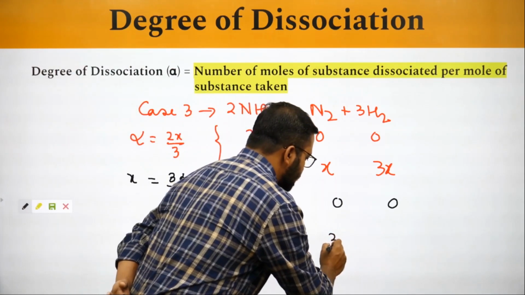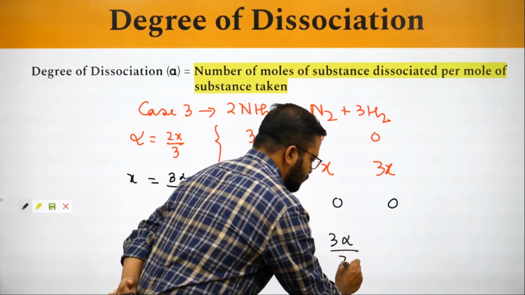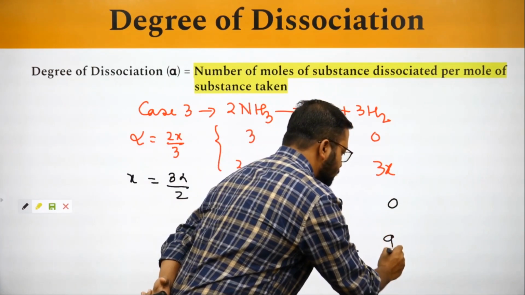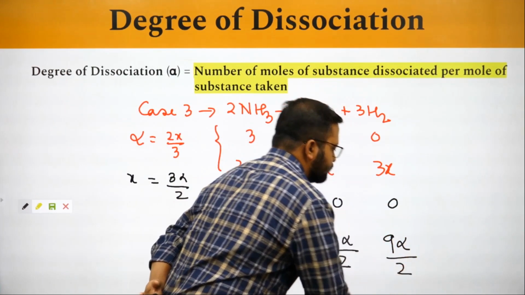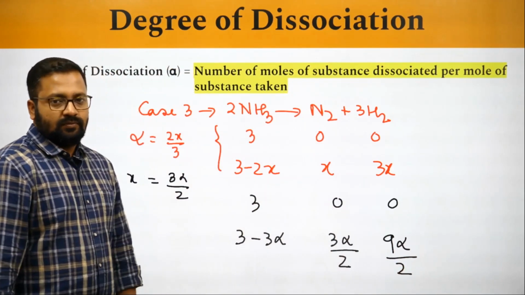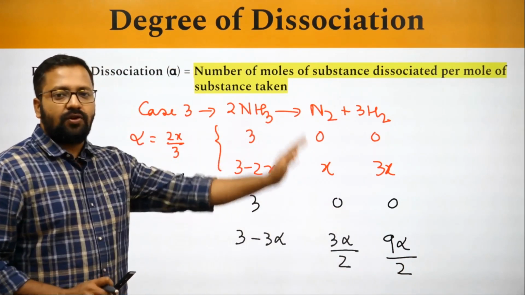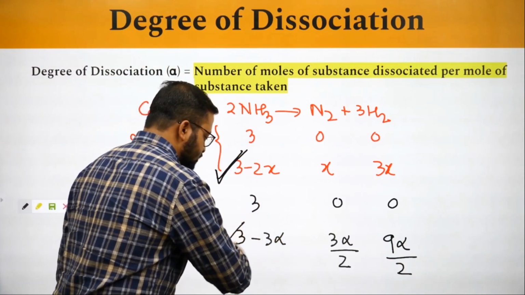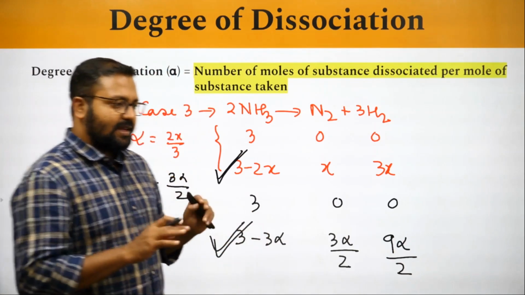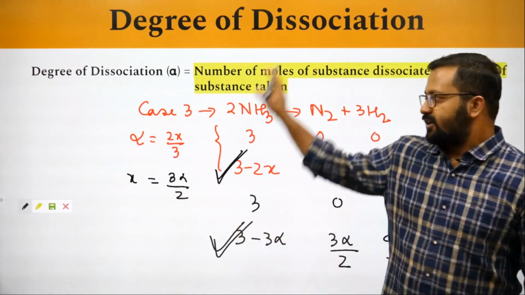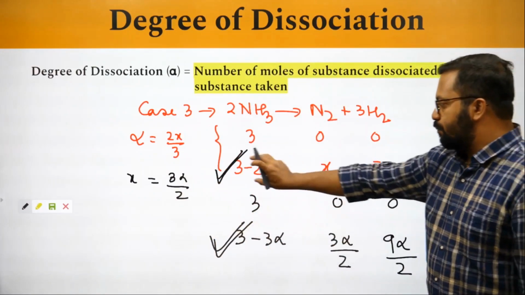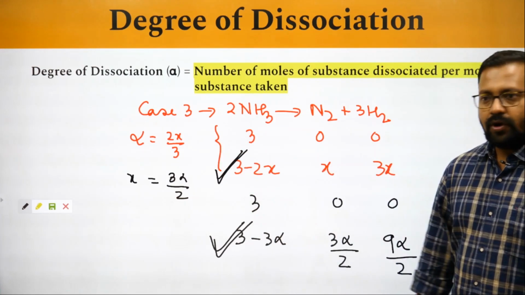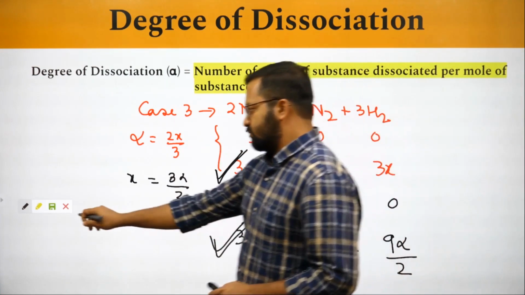3 alpha by 2, and this will be 3 alpha by 2, 9 alpha by 2. Clear? So this is how we would write it. This expression is also correct. This expression is also correct. This, I guess, has clarified a bit of your doubts regarding calculation of alpha. Prefer to write it like this. From here you can calculate alpha very easily. Okay, let's move on to our next question.